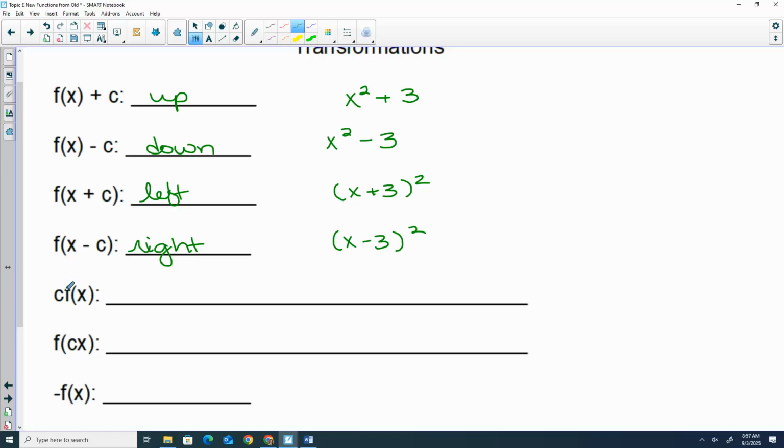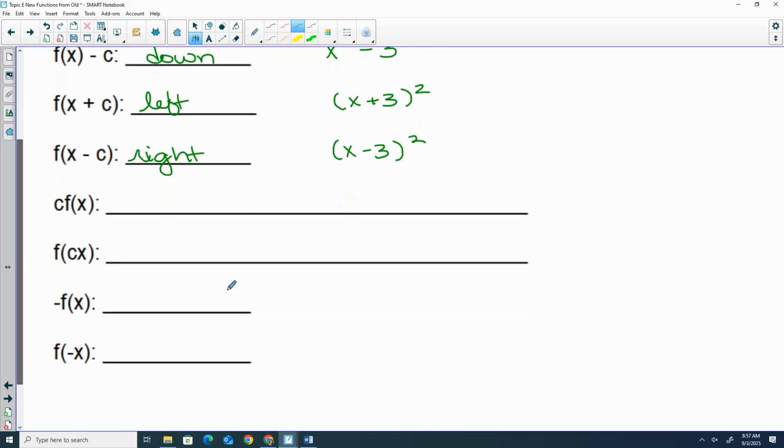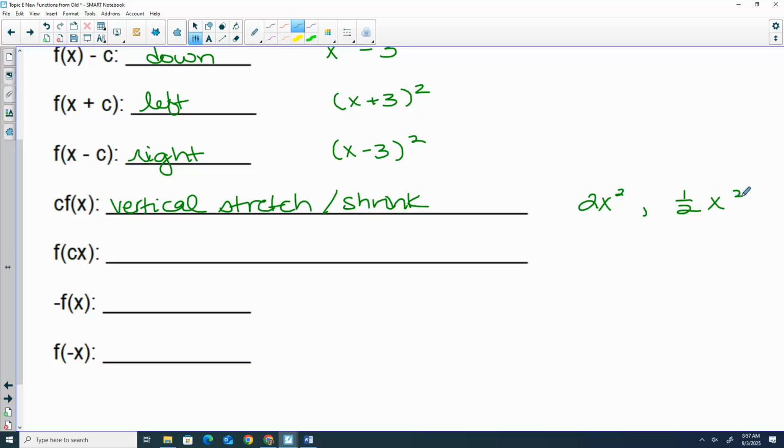All right, what happens if you multiply by a number in front? So if I say like 2x squared. Stretch or shrink, right? If I multiply by 2, it would stretch. If I multiply by a half, it's taking your height times a half, so it gets shorter, it shrinks it.